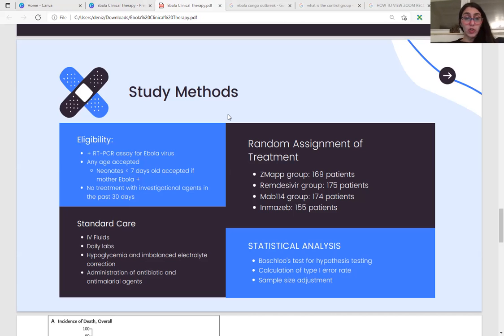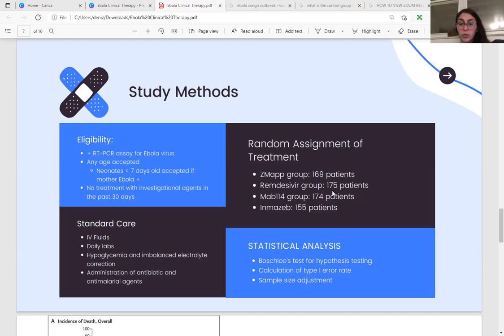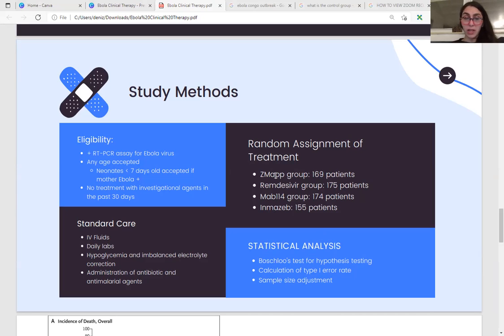In the random distribution of those four groups that I mentioned, 169 patients received ZMapp. They received it in the form of 50 milligrams per kilogram of body weight every third day beginning on day one. So they received 3 doses of that, and that's partial doses, multiple days, which please remember because it's going to be a factor later on.